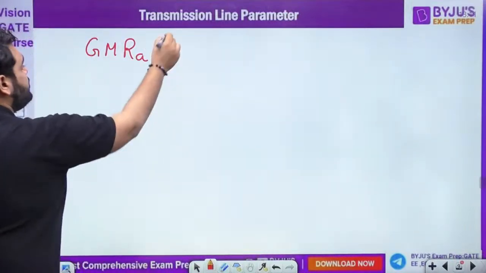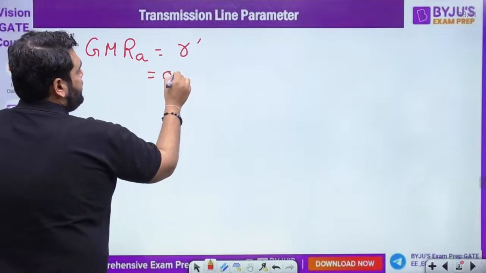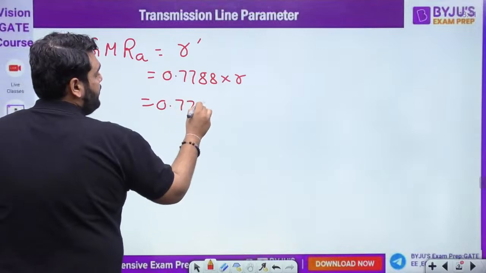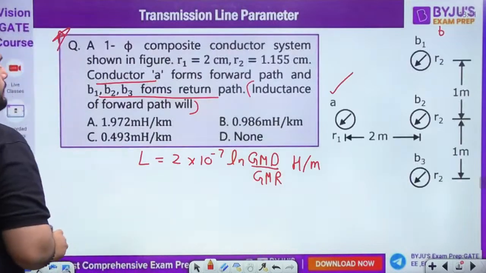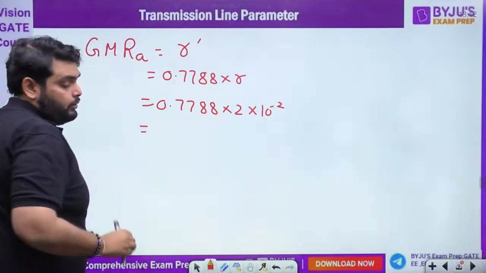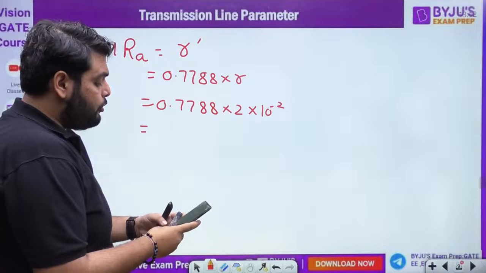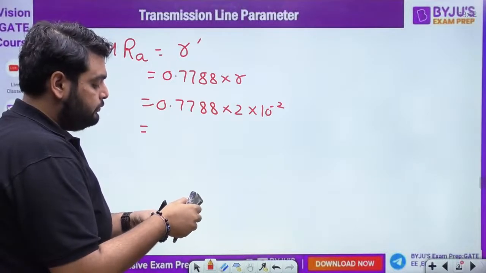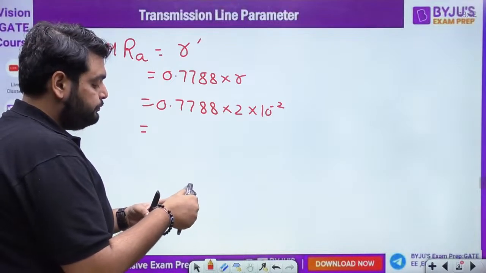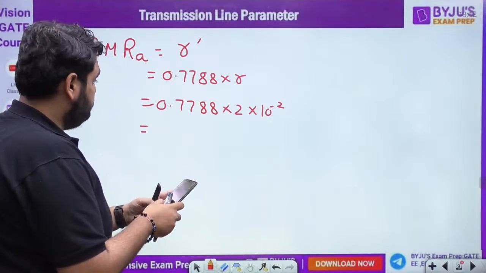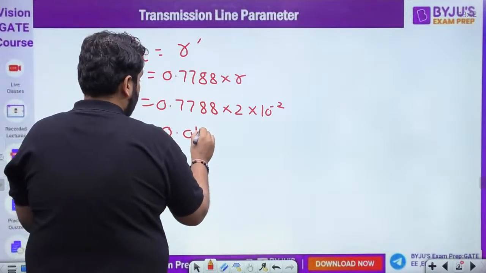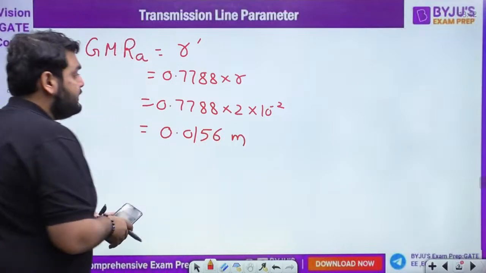सो इन दैट केस व्हाट इज द GMR? दैट इज इक्वल टू R डैश. इट इज 0.7788 मल्टीप्लाई बाय R. 0.7788 मल्टीप्लाई बाय R कितना है यहाँ पे? R1 इज 2 सेंटीमीटर. आई एम कन्वर्टिंग इट इनटू अ मीटर. सो कितना आ गया? कोई भी डाउट हो पूछ लेना. तो लेट मी सॉल्व इट. So it comes out to be 0.0156 मीटर. ओके, GMR ऑफ कंडक्टर A है.